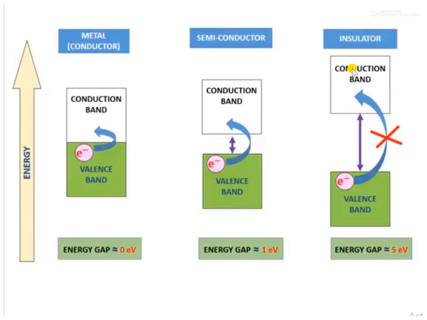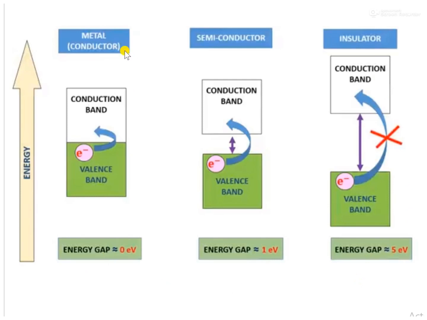In case of insulators, here is the valence band, this is the conduction band, and you can see that the difference between the two bands is very large. The energy gap is very large, so in an insulator it is impossible for electrons to jump from valence band to conduction band. Much higher energy is required, and we can say that the energy gap is about equal to 5 electron volt.